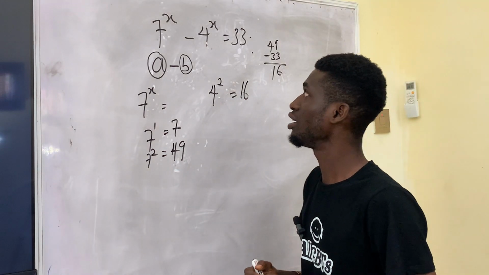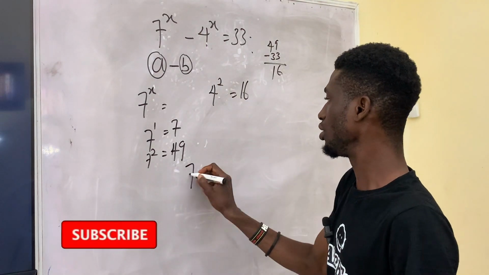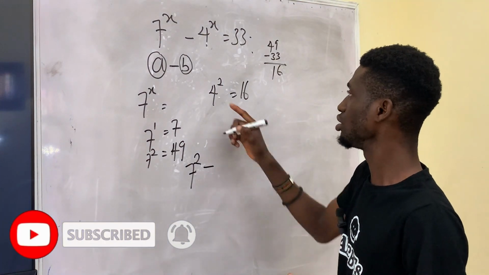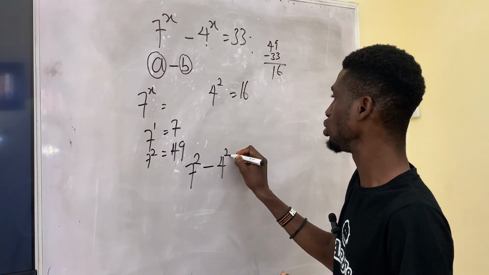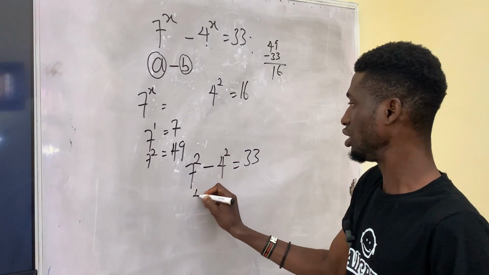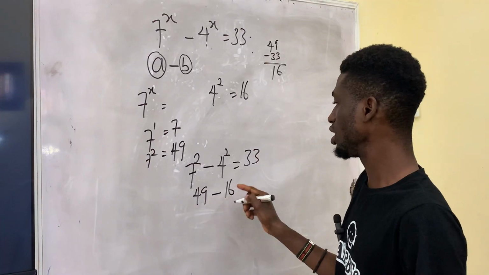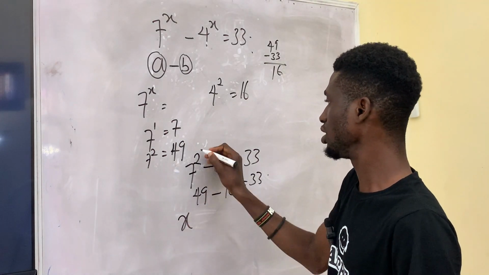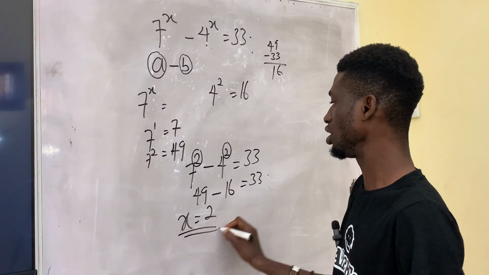See that we are getting close to the answer. So our 7 raised to power x will now be 7 raised to power 2, minus 4 raised to power x, which is the same as 4 raised to power 2, which should give us 33. So 7 squared is 49, minus 4 squared, which is 16. 49 minus 16 gives us 33. So since both powers are the same, the value of x in the question is 2.